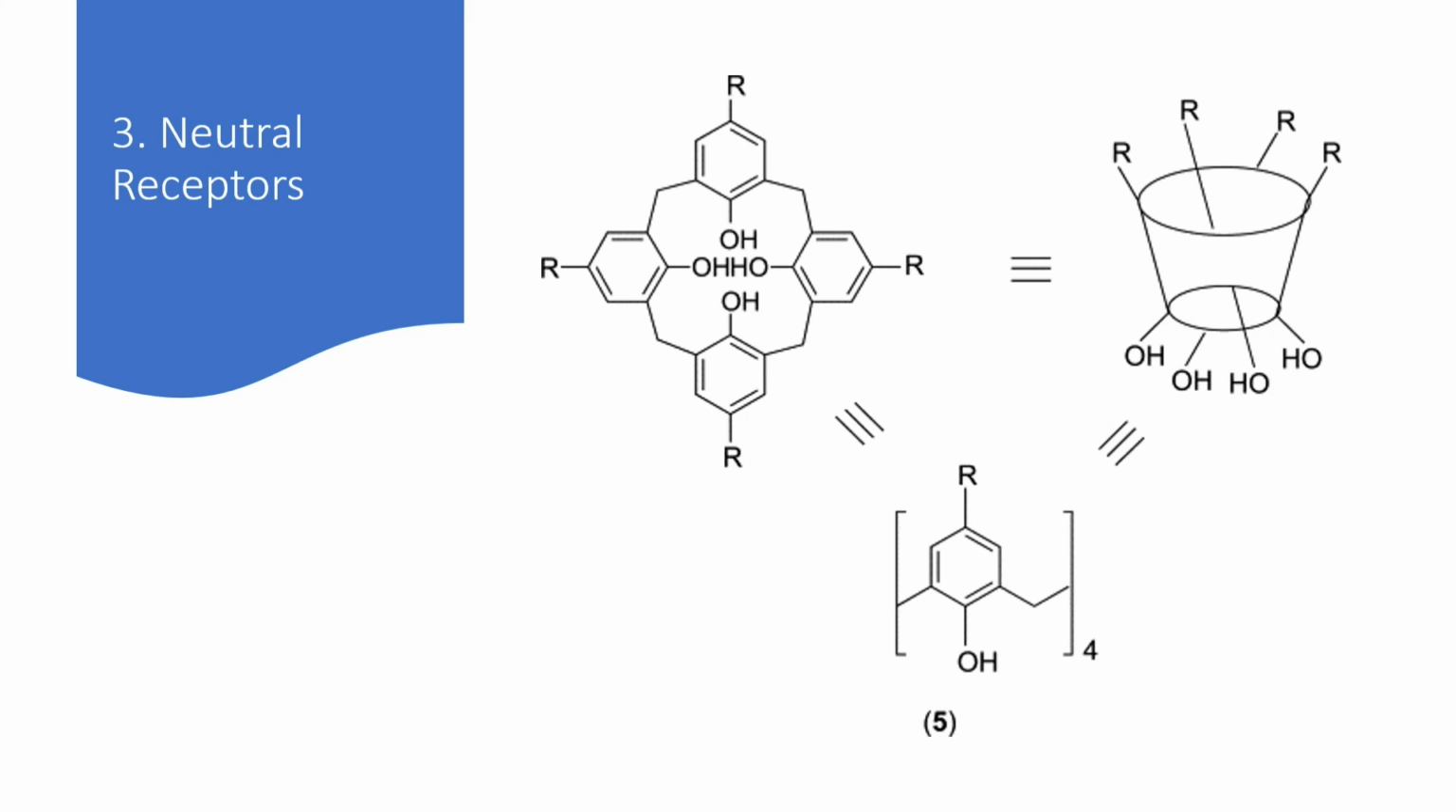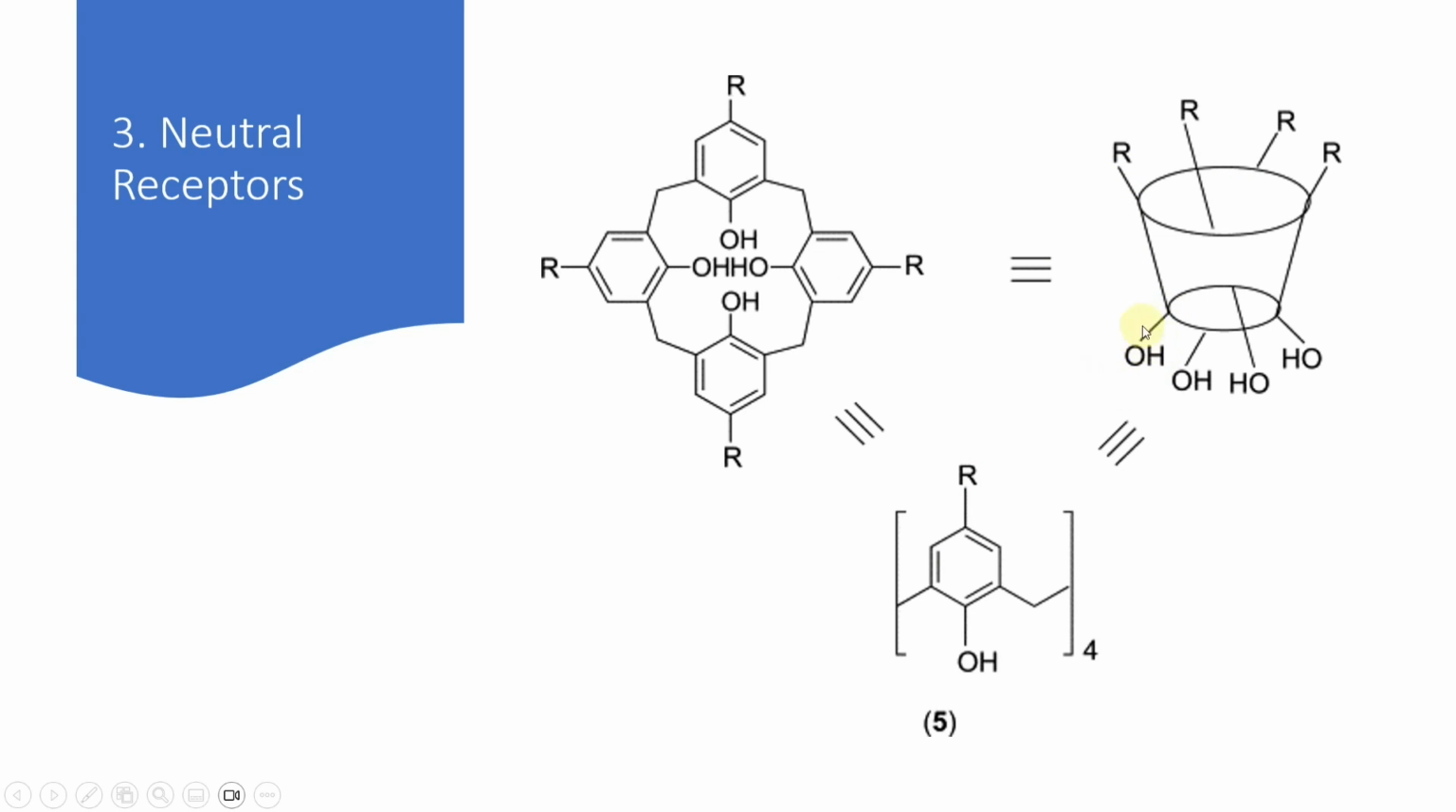Now, moving on towards the neutral receptors. In case of neutral receptors, there will be no charge on the host or the guest molecule. So, take this example here. When this molecule rearranges, it will form just like that. The circle is actually made up of benzene rings, and this cylindrical structure is made up of this benzene ring, and above the benzene ring we have R groups, and below the benzene ring we have the OH groups.